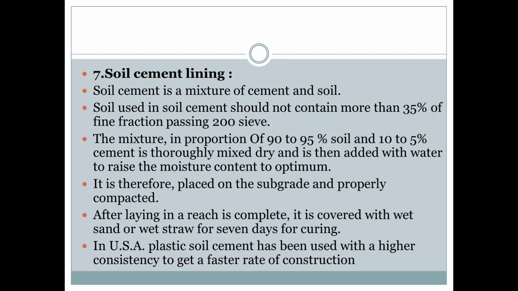The mixture in proportion of 90 to 95% of the soil and 10 to 5% of the cement is thoroughly mixed together in dry condition. How much is the proportion? 90 to 95% of soil and 10 to 5% cement are mixed together. Dry mix is done. Then water is added to raise the moisture content to optimum.